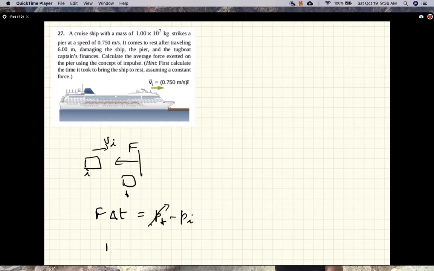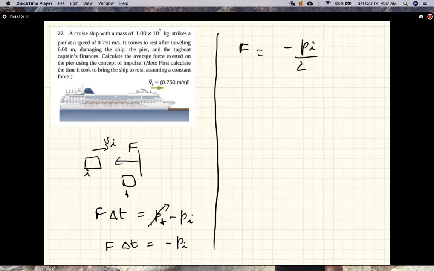Okay. So the negative sign is just telling you that the force is in the opposite direction of the initial momentum. Okay, so that's what the negative sign is telling you. So the average force is initial momentum over the time over which the ship was stopped. Okay, so let's solve for the time over which the ship came to rest.